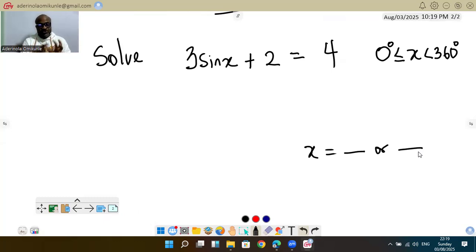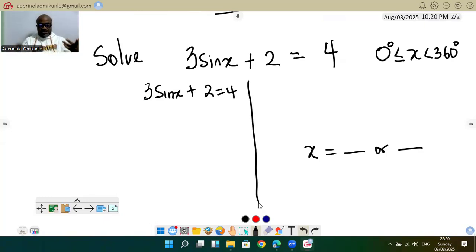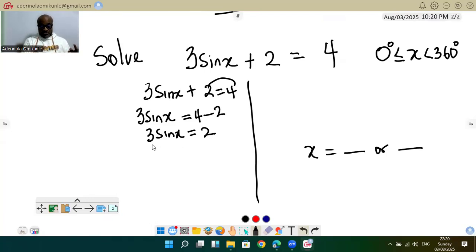Let's do the normal solving of the equation like we just did. You have 3 sine x plus 2 is equal to 4. Usually what will you do? Take the 2 to the other side, it becomes negative 2, so you have 4 minus 2. That gives you 3 sine x is equal to 2. Then you divide both sides by 3, just like you're solving a usual equation. That gives you sine x is equal to 2 over 3.